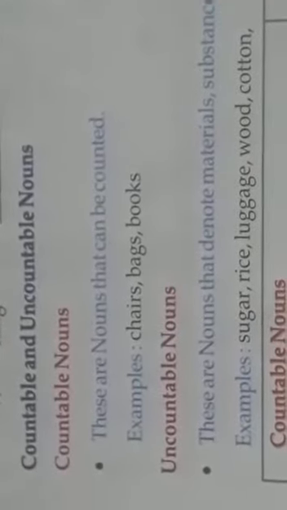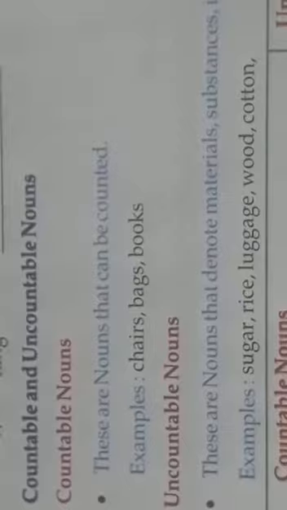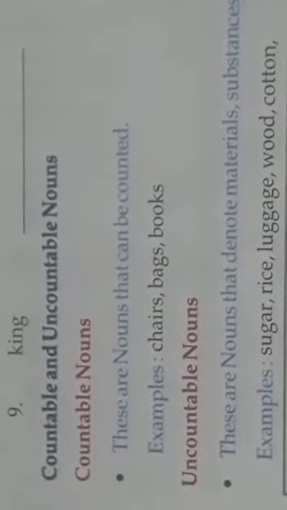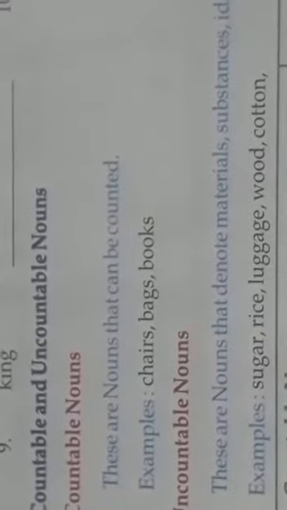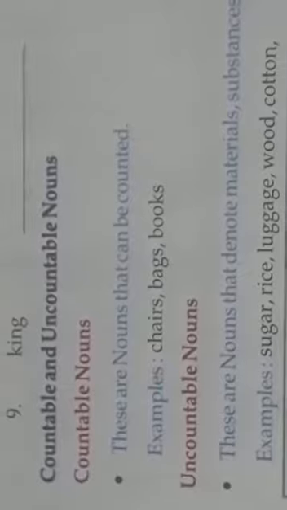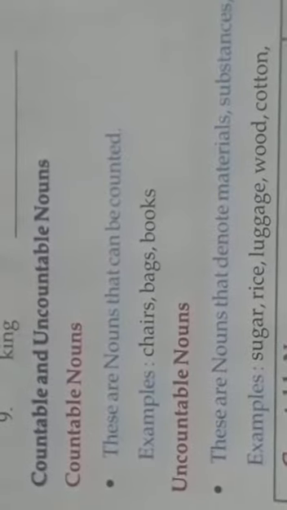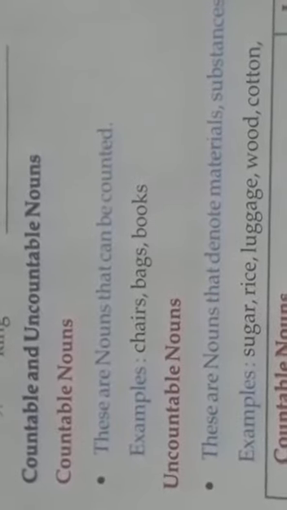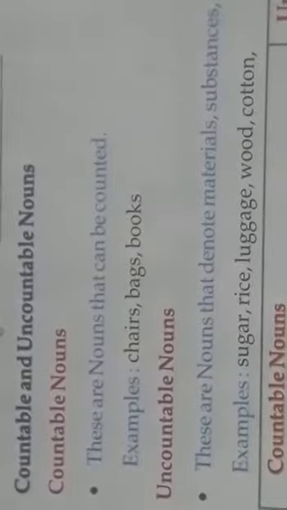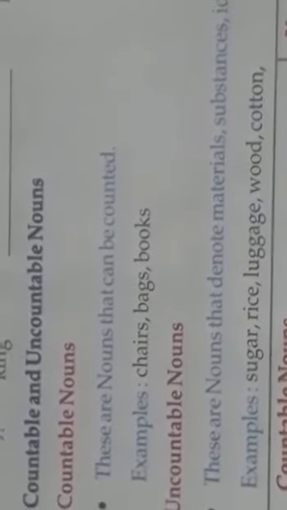Now we will talk about countable and uncountable nouns. As you all know, there are many nouns which can be easily counted. Such types of nouns are called countable nouns like children, tables, bags and books, etc. But at the same time, there are some nouns which cannot be counted at all, like sugar, cotton, memory, etc. Thus, they are called uncountable nouns. Uncountable nouns denote materials, substances, ideas, or concepts which cannot be counted.